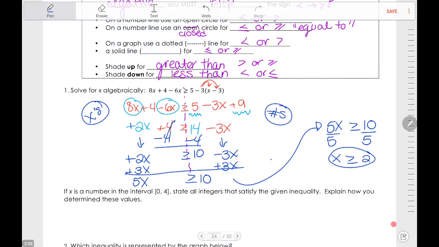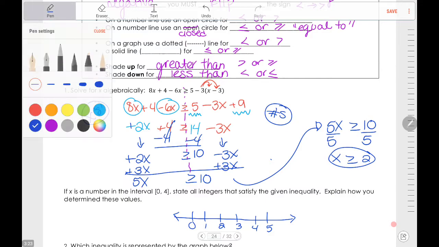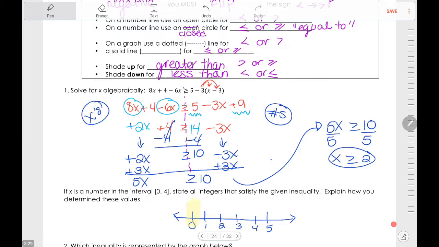Okay, so for the second part, if x is a number in the interval 0 to 4, I'm going to make a number line with 0, 1, 2, 3, 4. When I say 0 to 4, I'm talking about the numbers 0 all the way to 4.